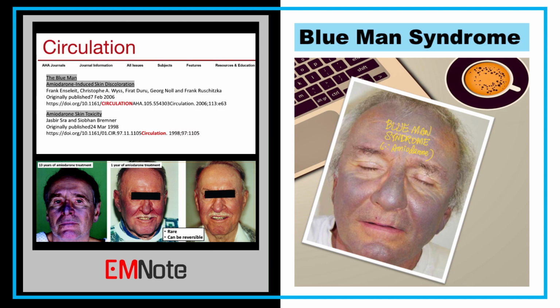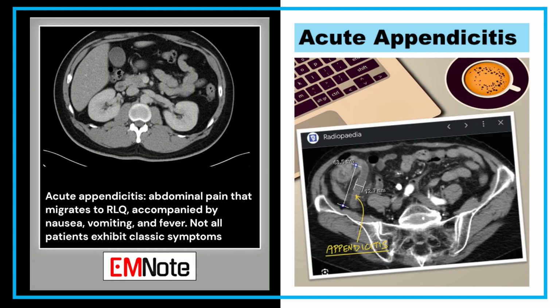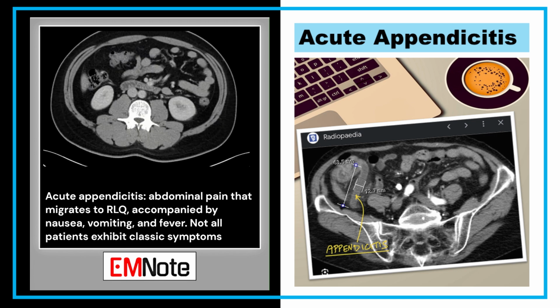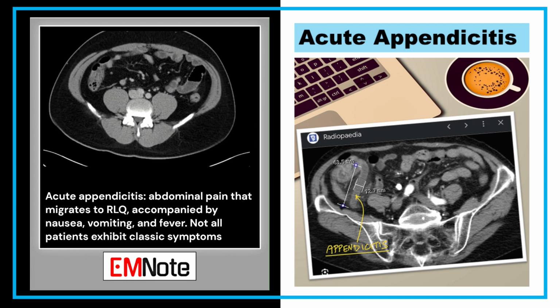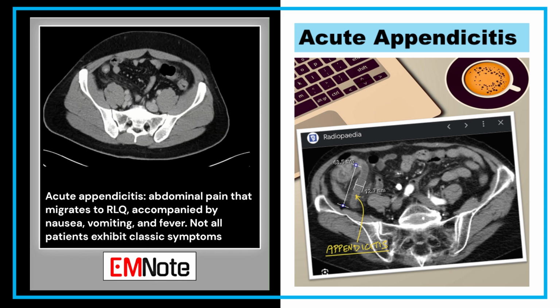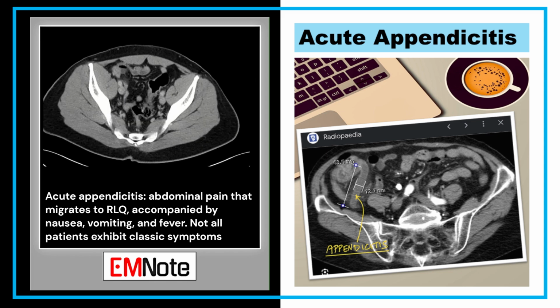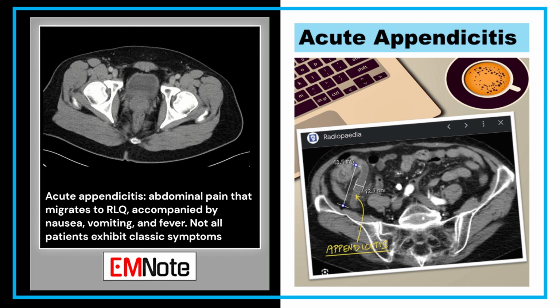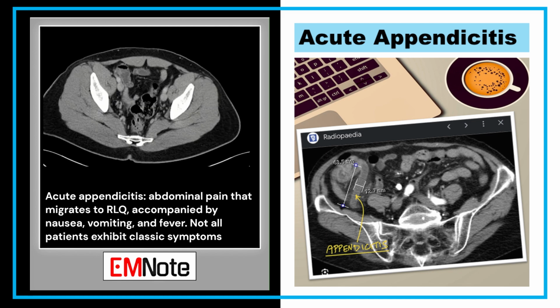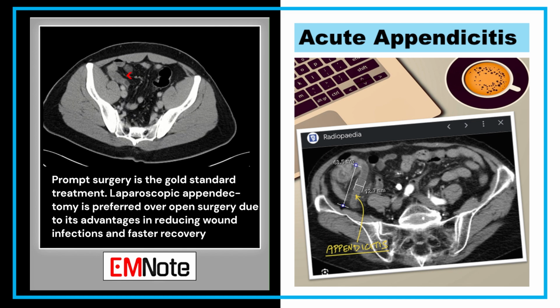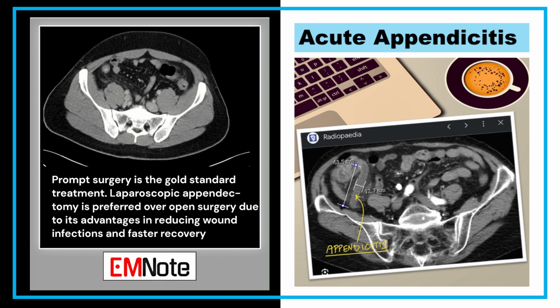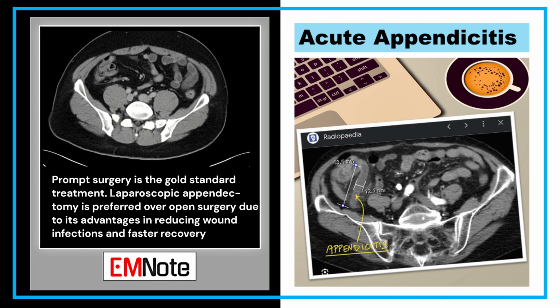Acute appendicitis typically presents with abdominal pain that migrates to the right lower quadrant, accompanied by symptoms like nausea, vomiting, and fever. Notably, not all patients exhibit classic symptoms, making diagnosis challenging. When managing acute appendicitis, prompt surgical intervention is the gold standard treatment.